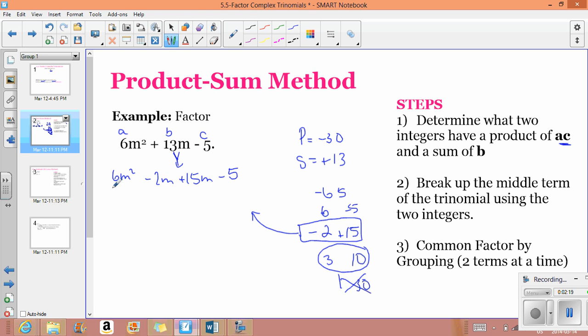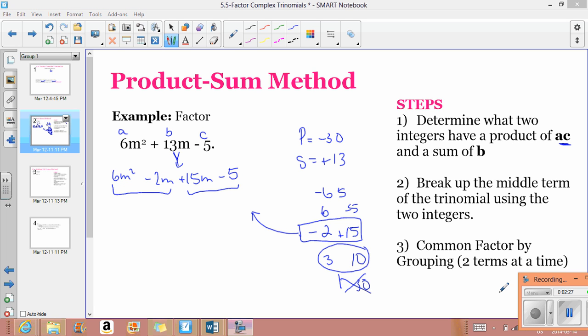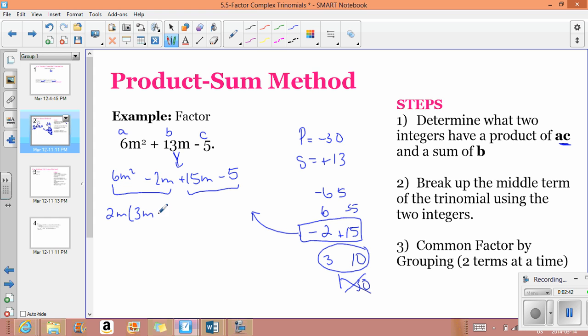Now what we want to do is factor by grouping. That means we're going to group the first two terms together. When we look at the first two terms, we're looking for what is in common between these two terms. There's a 2 common and there's an m common. If you divide each of these by 2m, you're left with 3m and -1. Looking at the second part, again, what's common? A plus 5 is common. If you divide out plus 5, and m is not common, you're left with 3m minus 1.